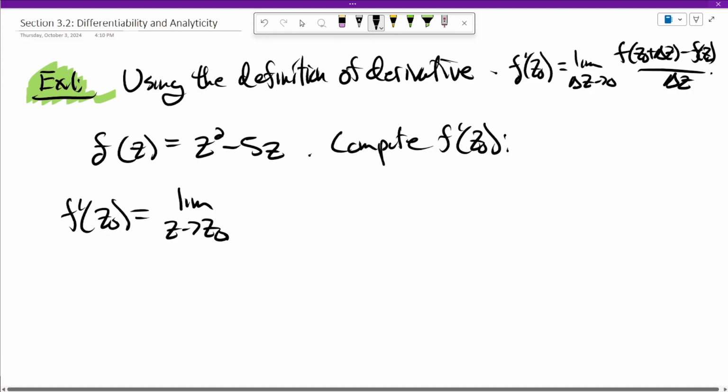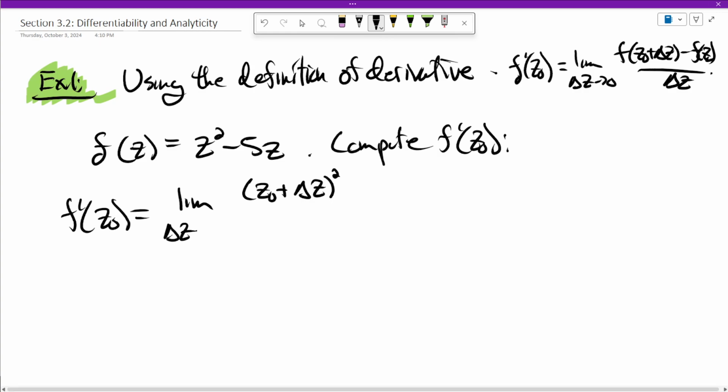So we're going to look at the limit as delta z goes to 0, my bad, and then we're going to plug in z naught plus delta z into our function. That's the first step.